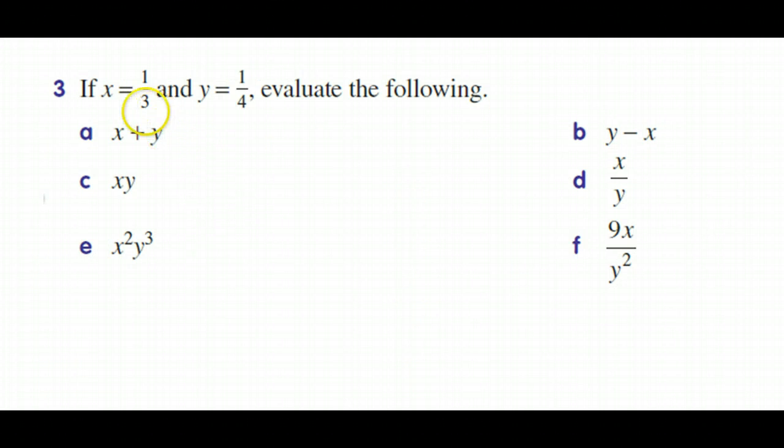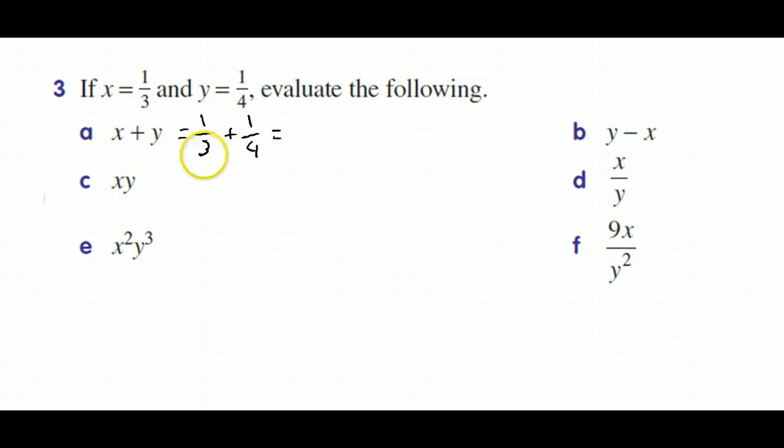Okay, in question 3 we've got the same idea again, but this time the things we're going to be substituting in are fractions, so that's going to be a bit more interesting. Okay, in the first one we've got x plus y, so that's going to be 1/3 plus 1/4. Now the thing with adding fractions is we have to have the same denominator to be able to add them. So we've got to find a way of getting these denominators to be the same without really changing the fractions, and here's how you do that.